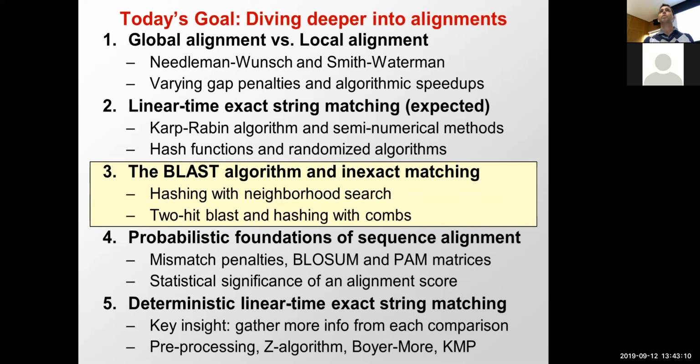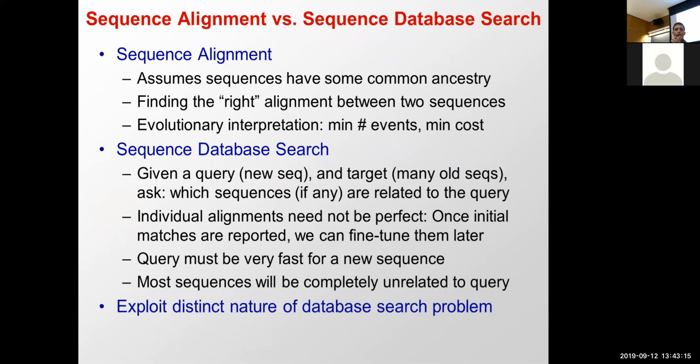Great. So again, the sequence alignment problem assumed that the sequences have some common ancestry, and finding the right alignment between two sequences that capture those evolutionary events was our goal. And there was an evolutionary interpretation in terms of the minimum number of events or the minimum cost of these mutation, substitution, deletion, and insertion operations, okay?